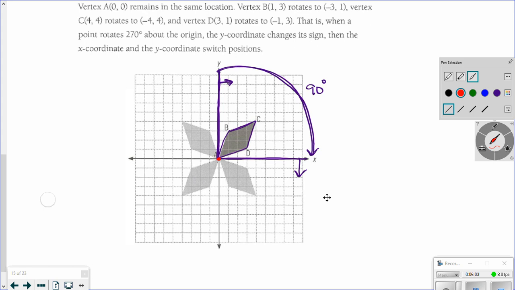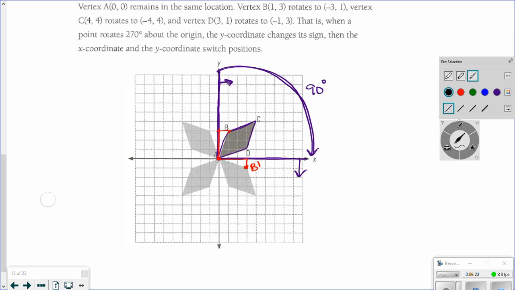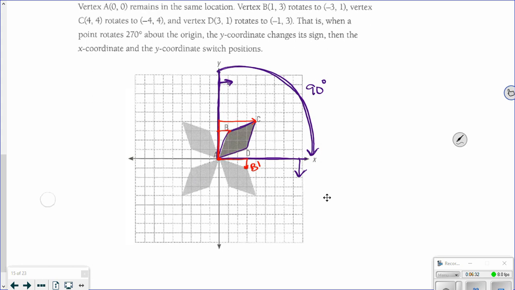To get to B, I had to go along my left reference line 3 spaces and then 1 away from it. Which means in my new one, I'm going to go along my reference line 3 spaces and 1 away to get to my new B coordinate. To get to C from my original, I had to go up 1, 2, 3, 4 along my reference line, and then 4 away.